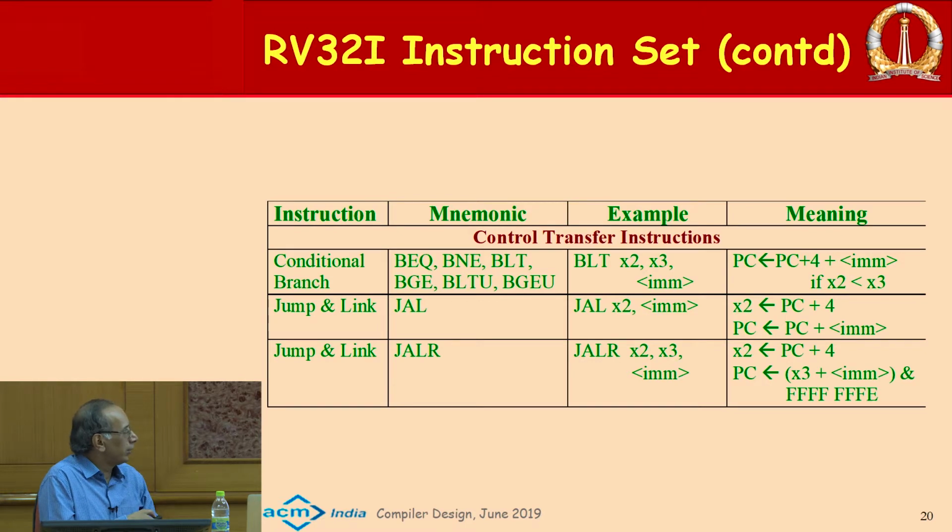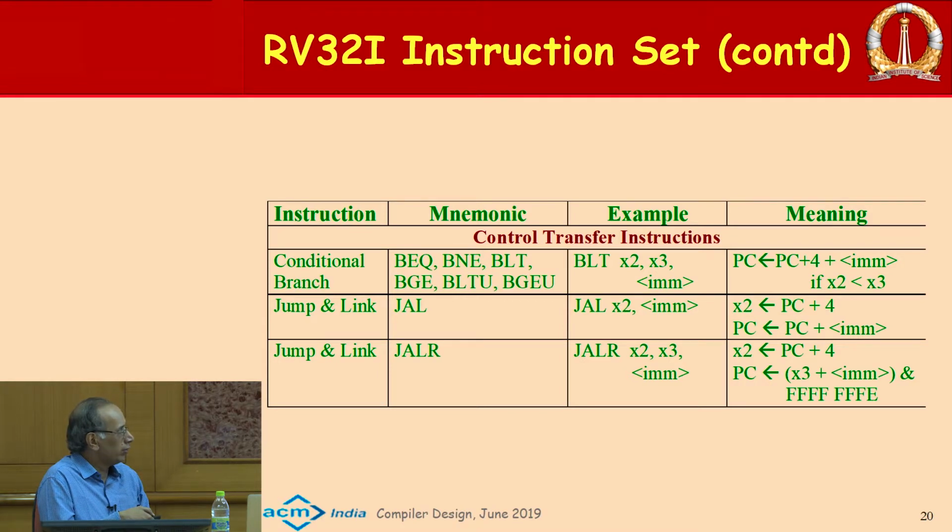This instruction is a jump and link instruction. This is meant for function calls. So, RISC-V supports 2 jump and link instructions, one called jump and link, the other called jump and link register. They have slightly different semantics, so look at them carefully. If you are using the jump and link instruction, you are going to jump to the location which is PC plus immediate, that is where the called function is.